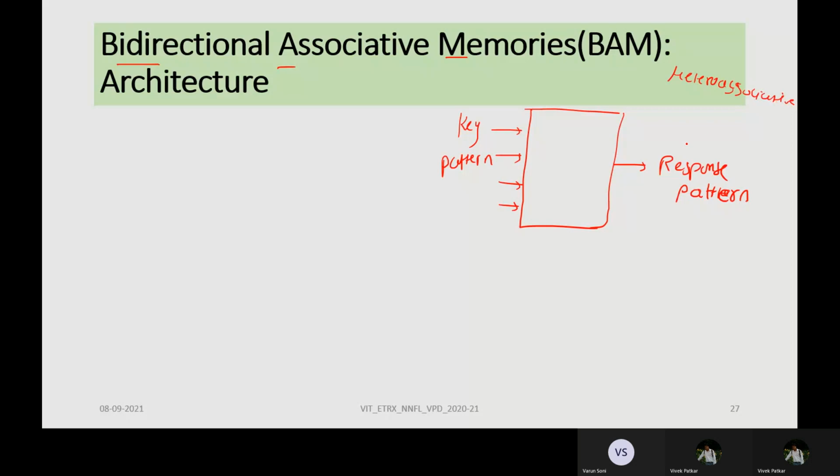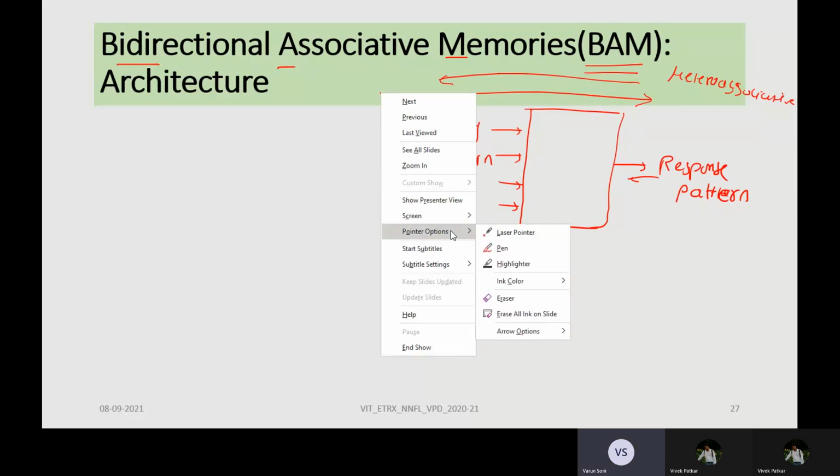Now this can work the reverse way also. I can give the response pattern and it will generate the key pattern for me. It works in both directions. It can take the key pattern and generate a response pattern, or it can get a response pattern and generate a key pattern. That's why it is called BAM. Is it a clear concept? Yes, sir.